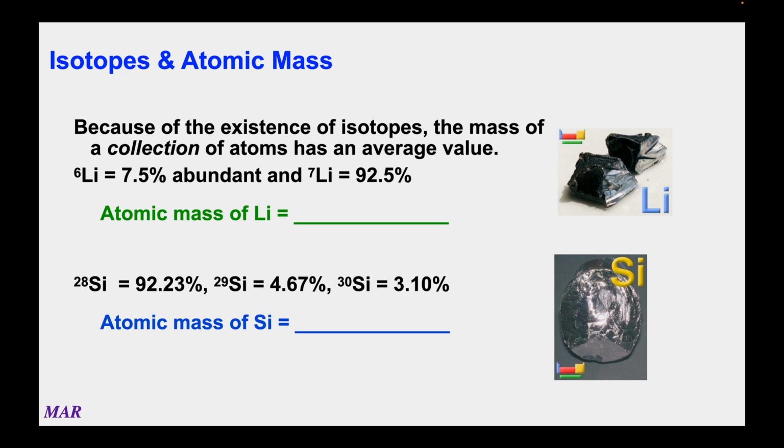All right, it's all based on it. Now, notice that in the first one, the average mass was about 6.9, all right? And that's much closer to 7. That's because most of the mass is lithium 7.